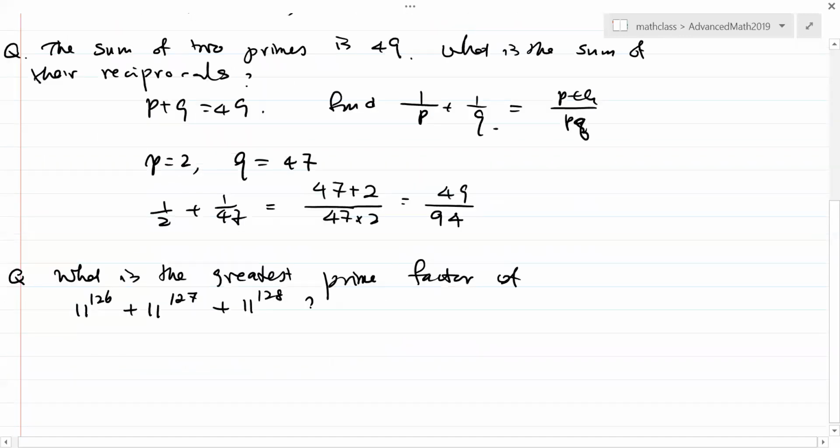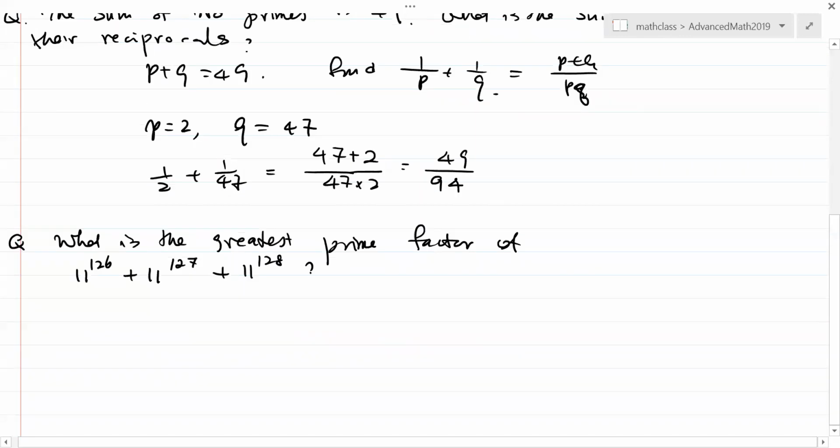Okay. If you just had 11 to the 126, then it has only one prime factor, 11. So what we're trying to do is find the prime factorization of this number. This number is the sum of three terms. What should you do?